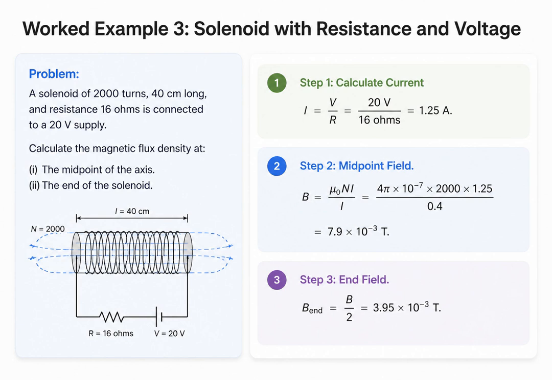At the midpoint of the solenoid's axis, the flux density is 7.9 millitesla. At the end of the solenoid, the field is halved, yielding approximately 3.95 millitesla. Always remember to check if you need to calculate the current first.